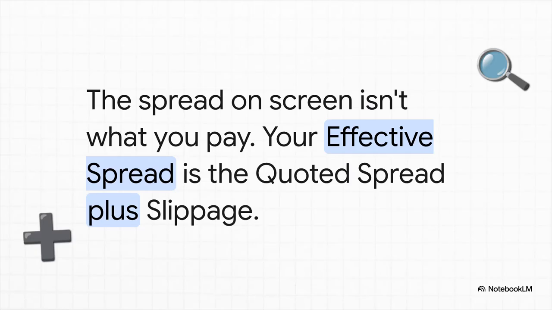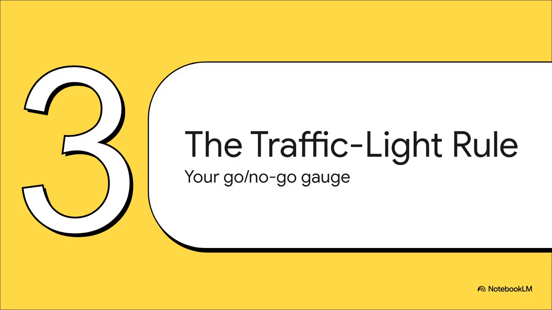And hey, remember that invisible cost we were just talking about? This formula right here is critical. The spread your broker is showing you on the screen, well, that's not your real spread. Your effective spread, the one that actually hits your bottom line, is always that quoted spread plus whatever slippage you got.